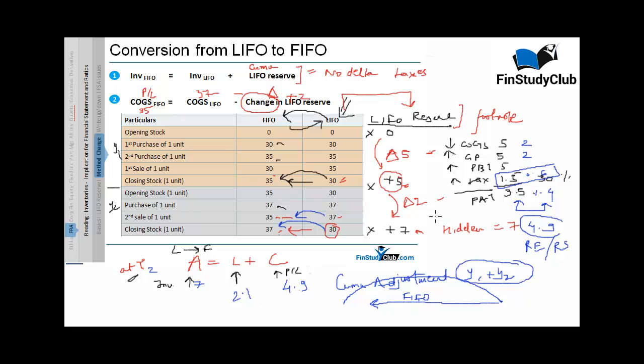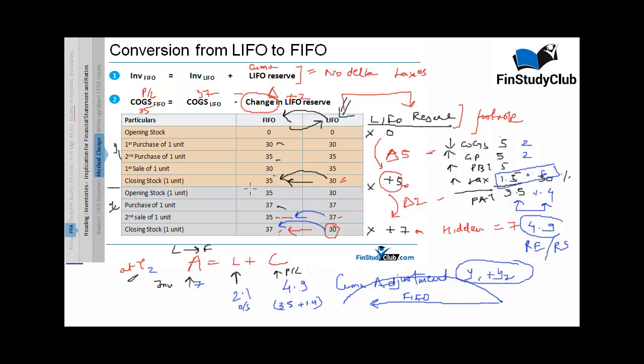So that's what I'm doing. Since at the beginning I would have been following the FIFO method, I would have to pay 2.1 of extra tax, which I would pay now. My retained earnings cumulatively would have been higher by 3.5 in the first year and 1.4 in the second year. Cumulatively by T2, they would be higher by 4.9.